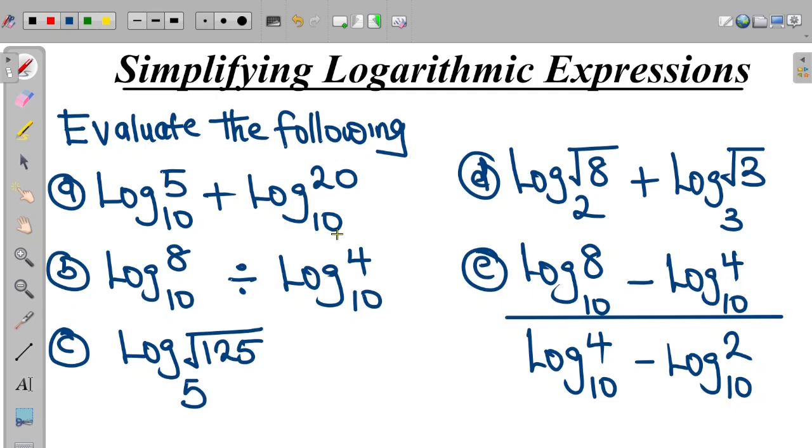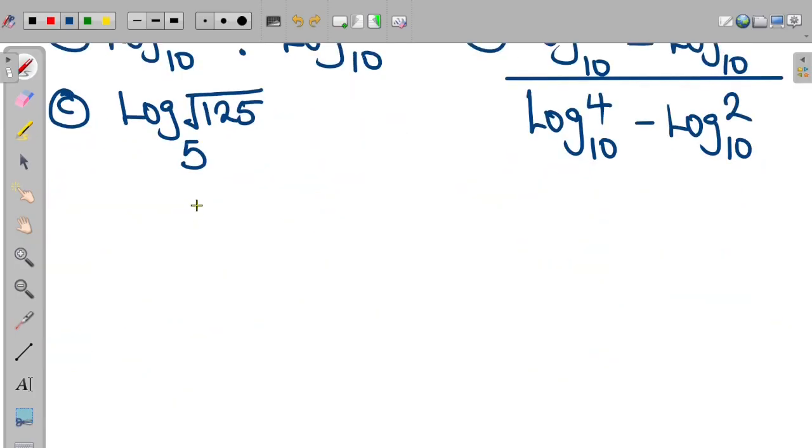Hello everyone, this is our third video in the series on logarithms. We have discussed the concept of logarithm in our first video, and also the laws of logarithm. Now in this video, we'll be using the laws of logarithm to simplify some logarithmic expressions. So we have 5 questions given to us. Let's get started. So let's start with question 1.